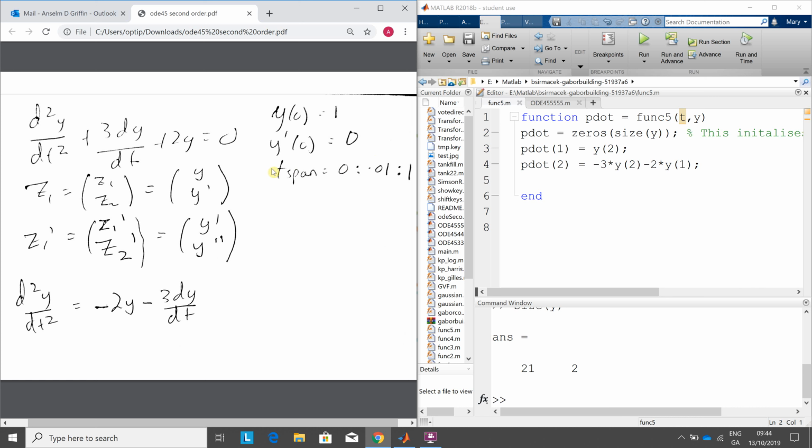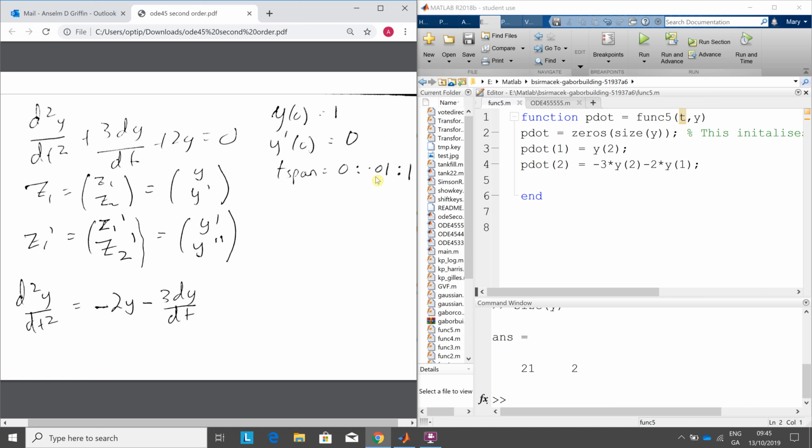On the left hand side we want to solve d2y/dt² + 3 dy/dt + 2y = 0, using the ODE method. Initial conditions are y(0) is 1 and y'(0) is 0. The time span is 0 to 1 in increments of 0.01.